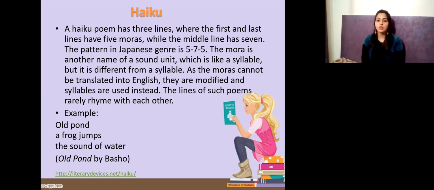The lines of such poems rarely rhyme with each other. Mostly poems actually rhyme, but in haiku, poems do not rhyme so much. Mostly all the words are differently written, and it is of three lines. You see, only three lines. Sonnet was of 14, then we went to villanelle of 19. Haiku is of three lines. First and last lines have five morae. Now let's see an example.